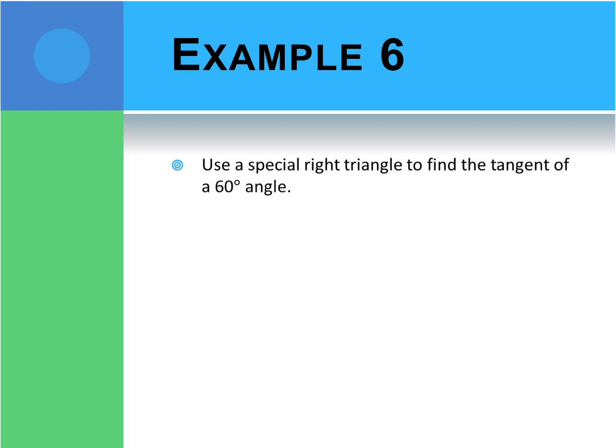For example 6, they want us to use a special right triangle to find the tangent of angle 60. Now, we know angle 60, it's a special right triangle. They just told us to use it. So we know this is going to be 60, this is going to be 30, just the way I'm drawing it, and 90. If we say a is 1, we can say this is root 3, this is 1, root 3, and 2 times 1 is 2. I'm just using easy numbers to make it easier. Now you can use bigger numbers, but it's still going to simplify to the same thing.